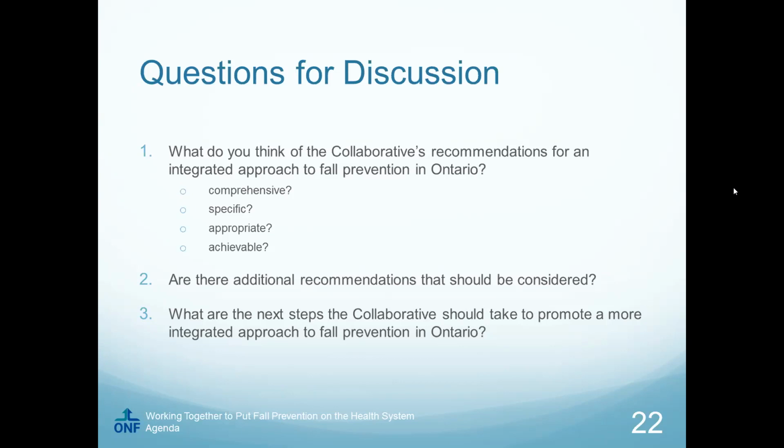But now we also want to know, other than the data measurement working group and the fall and screening assessment tools working group, what else should we be doing? What are the next steps for the collaborative to promote an integrated approach to fall prevention in Ontario? What would you suggest? And you can put your comment in the chat box.